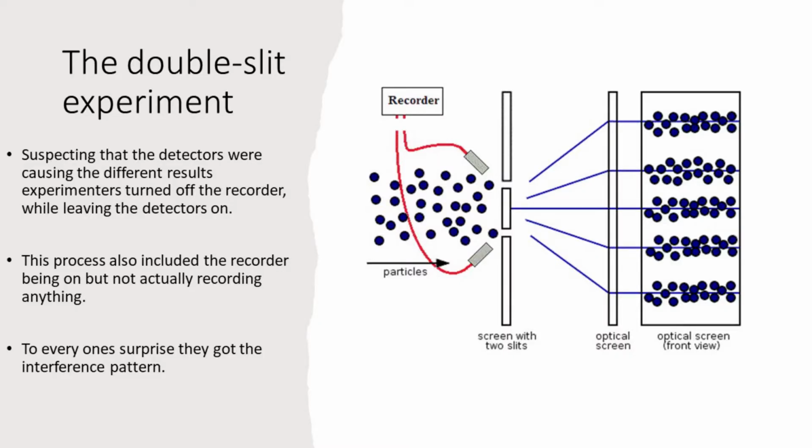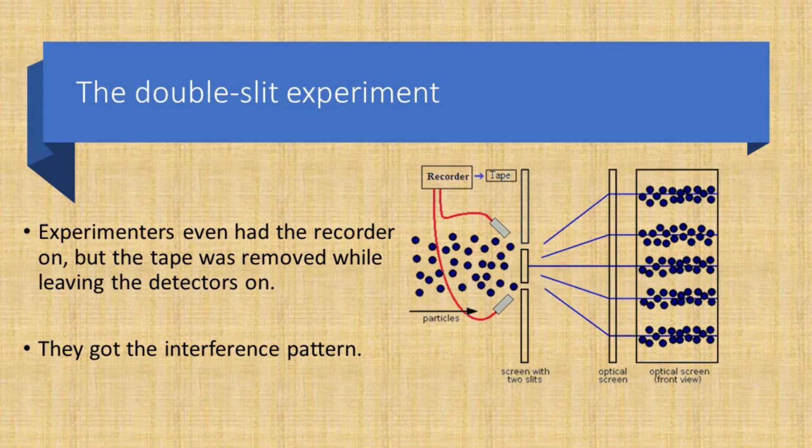Suspecting the detectors were causing the different results, experimenters turned off the recorder while leaving the detectors on. This process also included the recorder being on, but not actually recording anything. To everyone's surprise, they got the interference pattern. The experimenters even had the recorder on, but the tape was removed while leaving the detectors on. They still got the interference pattern.